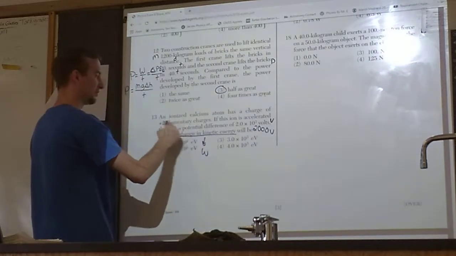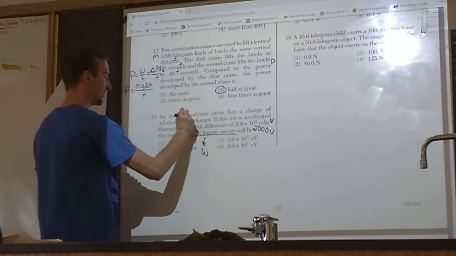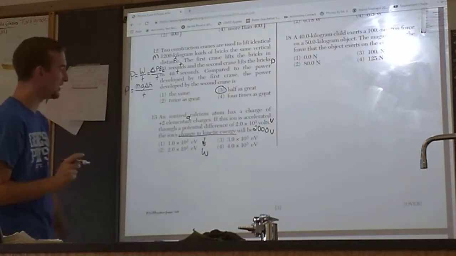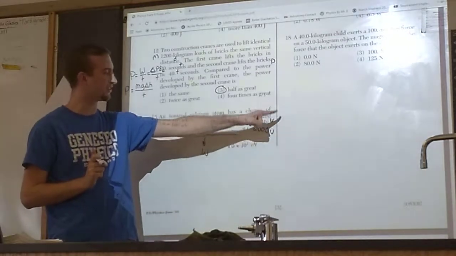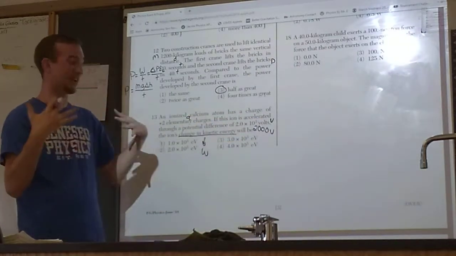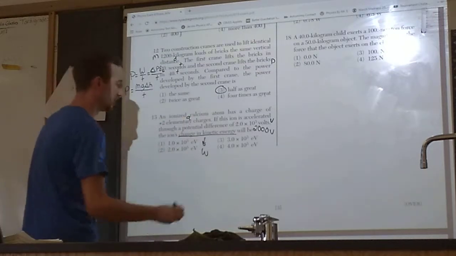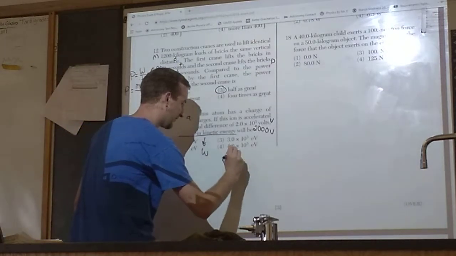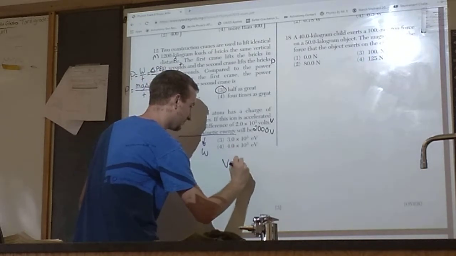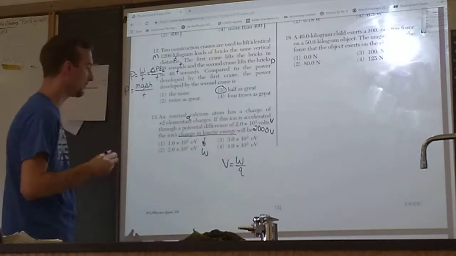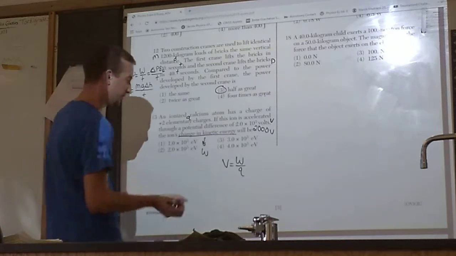We know that this plus 2 elementary charges is a charge, that's Q. We know an equation in our reference tables that relates the voltage, or the potential difference if you want to call it that, the work done, and the charge. That equation is V equals W over Q. All we have to do is plug in and solve.